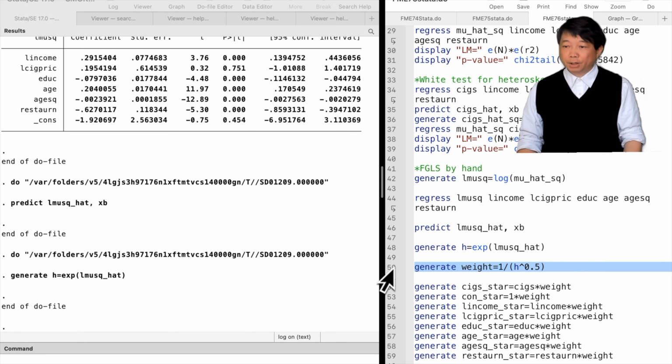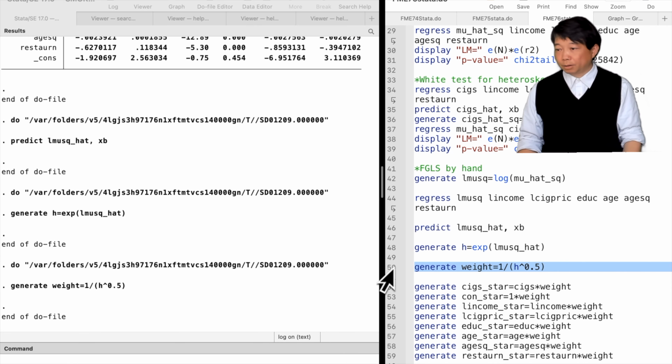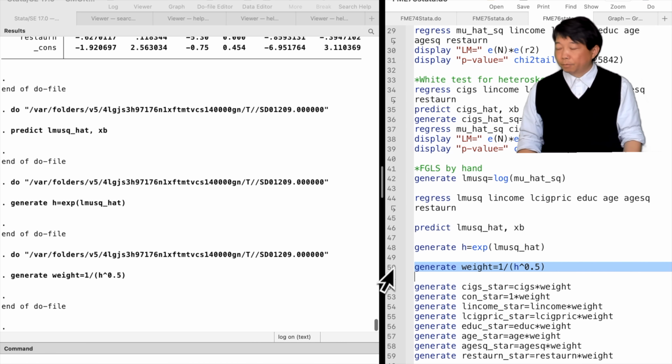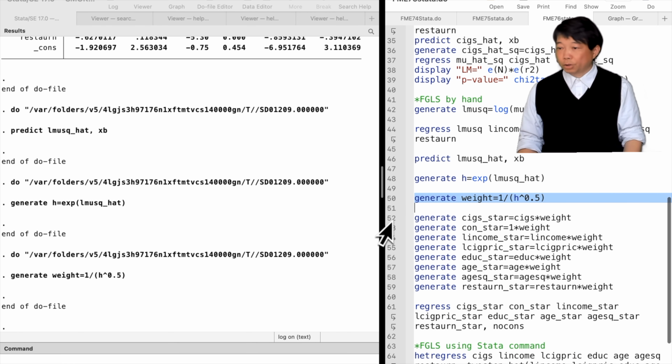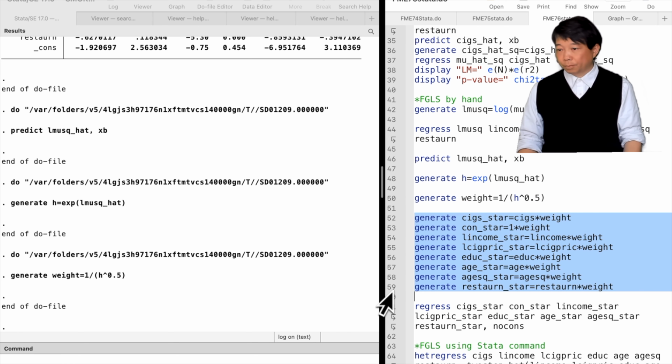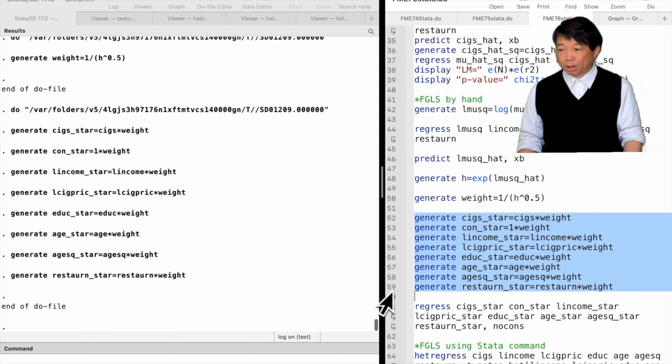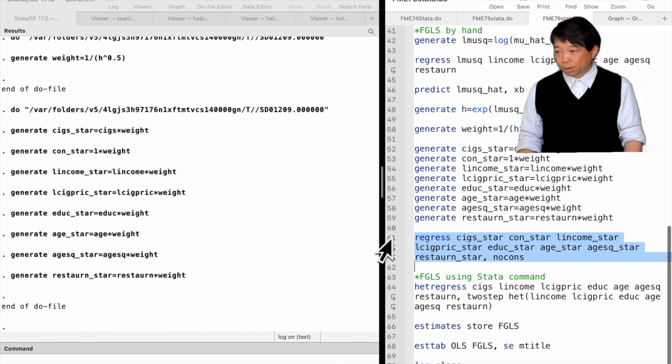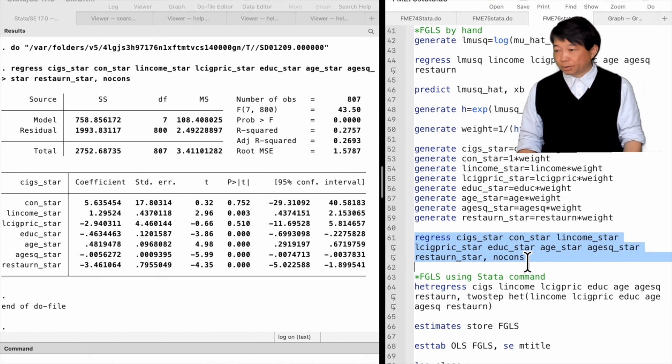The weight accounting for heteroskedasticity equals 1 divided by the square root of the h function. Finally, we use the weight to transform the original model. All variables are multiplied by the weight. We estimate the transformed model by OLS without an intercept. The OLS estimates from this transformed model are the feasible GLS estimates.